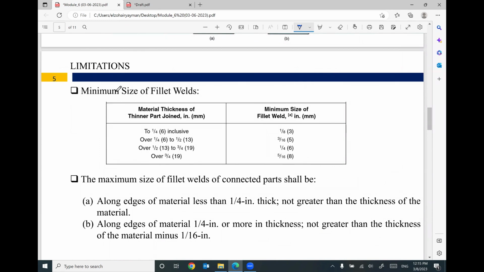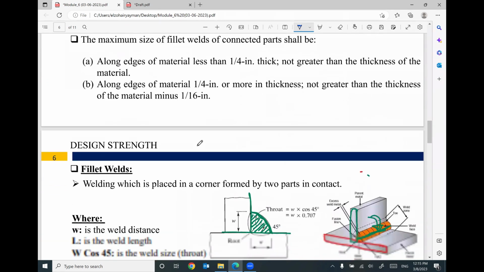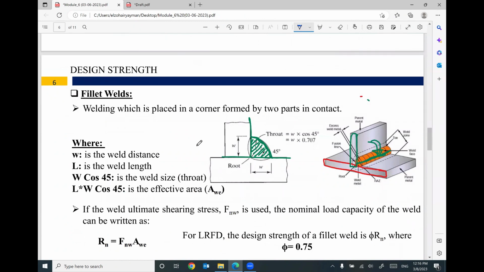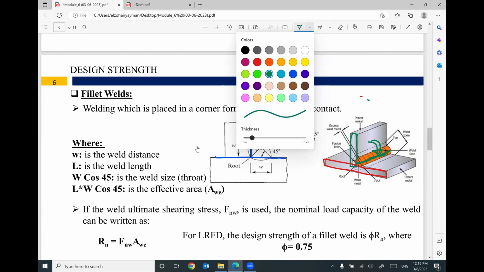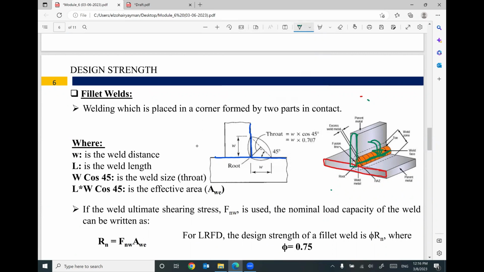Before starting to talk about the minimum and the maximum, I would like to show you something very important. This slide is very important and will show you something. We have a few parameters. The first one, between this angle or this surface and this surface, we have a right angle. We will fill this right angle with welding.